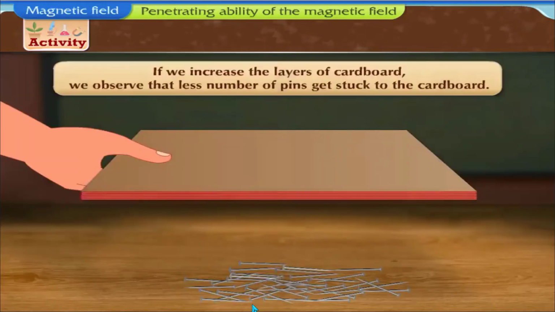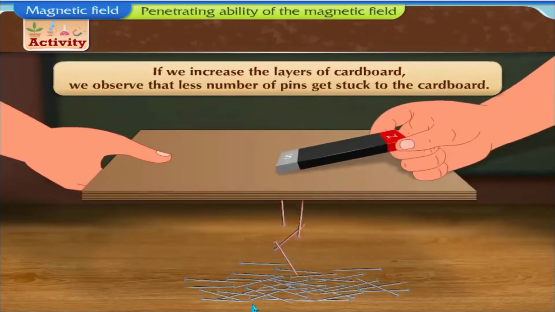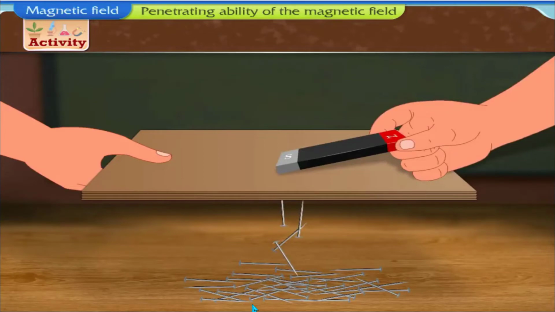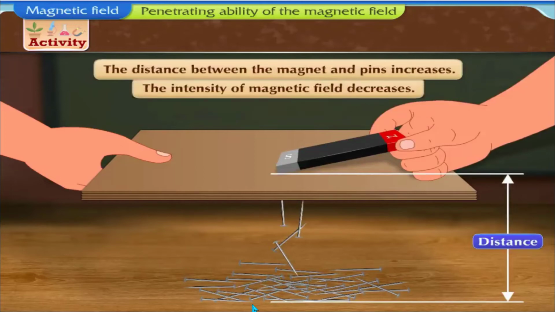If we increase the layers of cardboard, we observe that fewer pins get stuck to the cardboard. Do you know why this happens? Well, it happens because the distance between the magnet and pins increases. Thus, the intensity of the magnetic field decreases. Come, let us now perform another interesting activity.